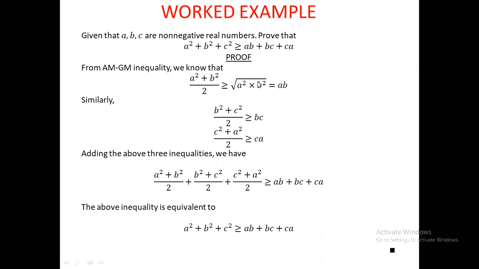What's the arithmetic mean of a squared and b squared? A squared plus b squared divided by 2. What's the geometric mean of a squared and b squared? Square root of a squared times b squared, and we say, okay, that is the idea that works. The arithmetic geometric mean inequality theorem is the idea that works in this problem. So we did some fine-tuning here and there, we simplified, and we are done.